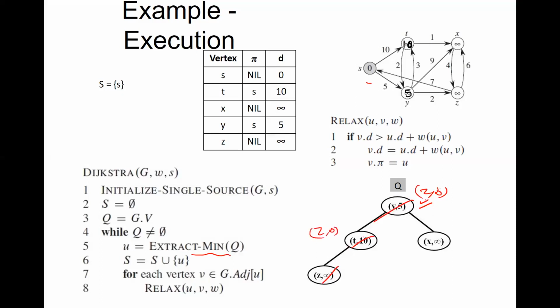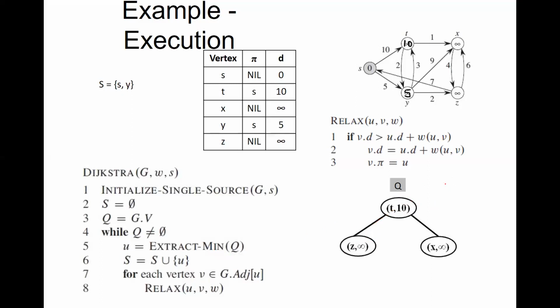Z comma infinity will come here, and t comma 10 will go in this direction. So this is the state after removal of y. This is the updated priority queue. Now check the vertices adjacent to y.